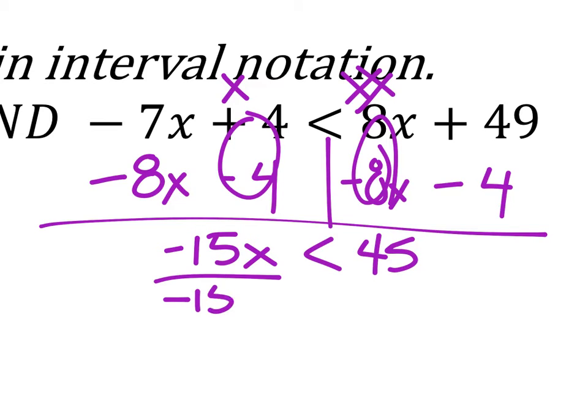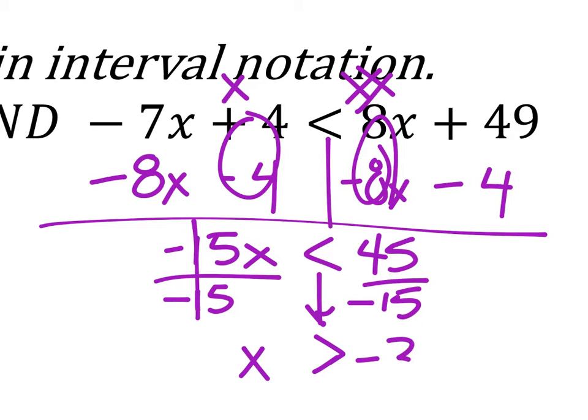Divide both sides by negative 15. And this is where we have to be careful because I did divide by a negative in this case, which does flip that inequality. So that's 1x now. X is greater than or equal to negative 3, since 45 divided by negative 15. And this was an and statement.